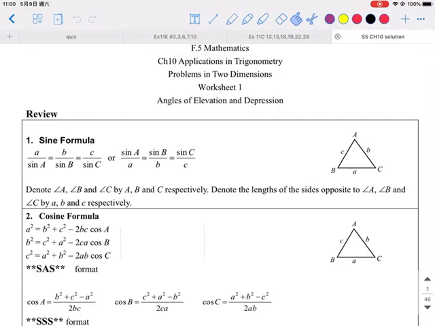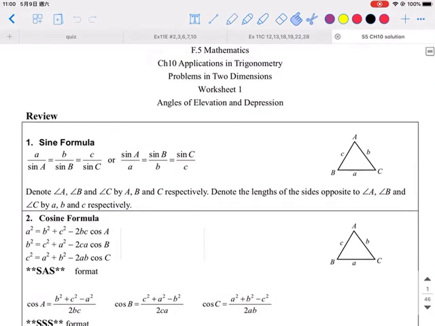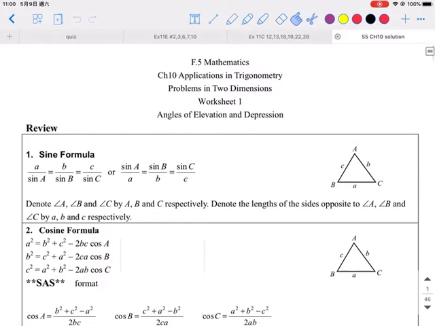Part 1 of chapter 10. Let's have some revision first. First of all, there are two formulas you learned last time: one is the sine formula and the other one is the cosine formula. So in what situation will you apply the sine formula or the cosine formula? You can apply the first one in any triangle.